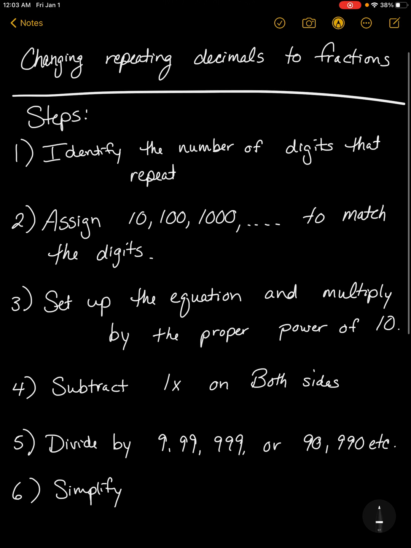Hi, 8th graders. Today we are going to change repeating decimals to fractions, which is part 2 of lesson 1-1. We already changed terminating decimals to fractions, and now it's repeating decimals to fractions.